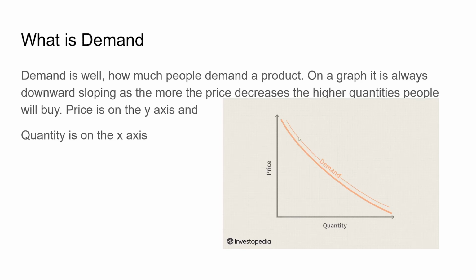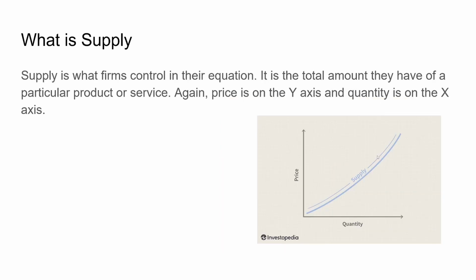What is demand? Demand is, well, how much people demand a product. On a graph, it is always downward sloping, as the more the price decreases, the higher the quantities people like to purchase. So, if the price, for example, is $100, people are only going to buy, say, one of that product. But if the price is like $5, they'll buy like 95 of that product. So on and so forth. But price is always on the y-axis, quantity is always on the x-axis. And again, it is always downward sloping.